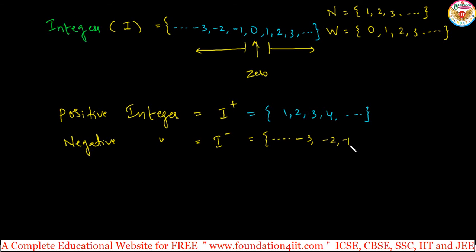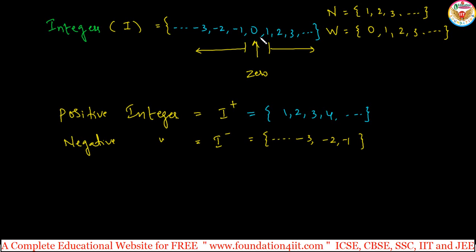Minus 1, minus 2, minus 3, minus 4 till negative infinity are the negative integers, or we can call them negative natural numbers. And here is the 0. There is no need for confusion about 0. This is simply an integer, that's it.